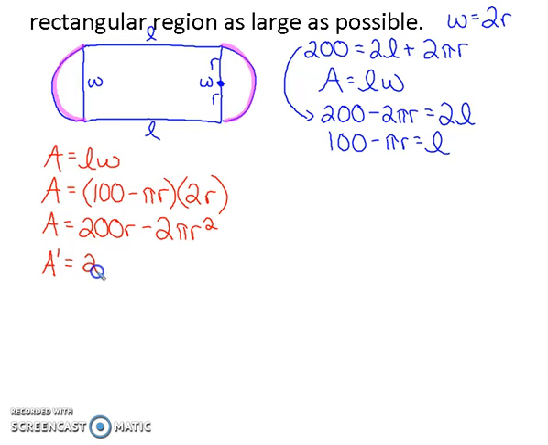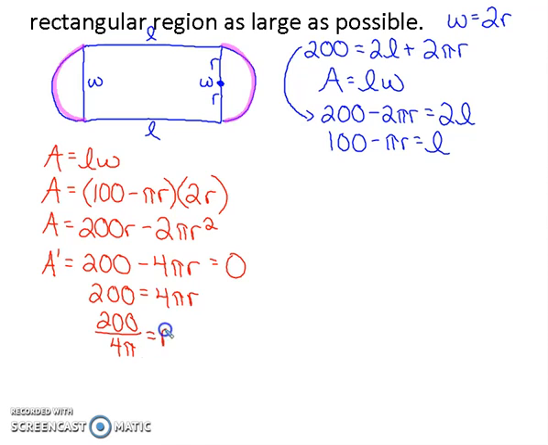The derivative of 200r is 200. 2 pi is the coefficient, so when I do the derivative of r squared, I get 4 pi r. That's never going to not exist, so I only need to figure out when it is equal to 0. That would be 200 equals 4 pi r. 200 divided by 4 pi is the radius. You could simplify that to 50 over pi.